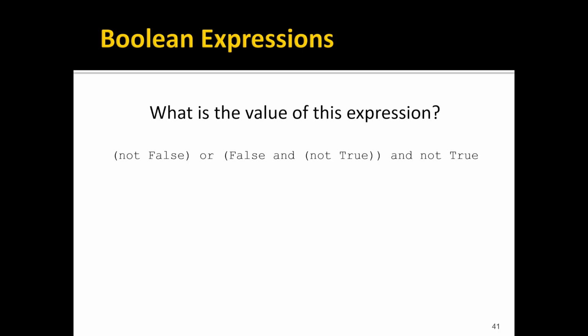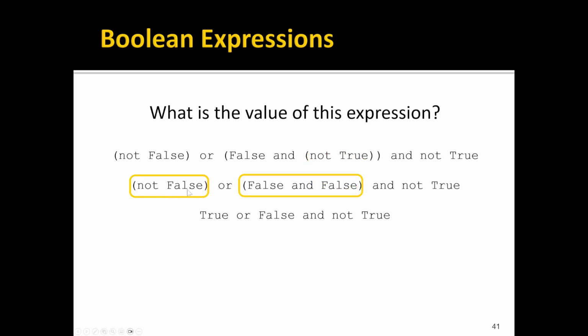Try another expression here. Same idea, so we have not true, which happens in a bracket. So we have not true becomes false. Then not false becomes true. We have false and false, which becomes false. Now we're left with true or false and not true. So without brackets, we have all three of our logical operators.